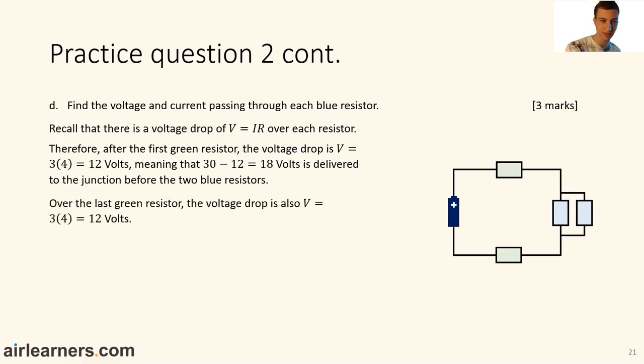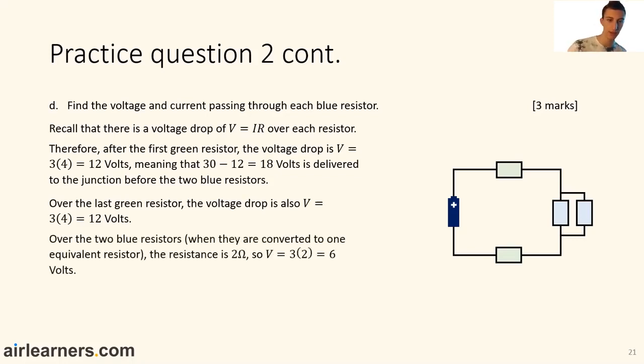Over our last green resistor, we've also got a voltage drop of 12 volts because the current there is still 3, because remember in series, the current doesn't change, and the resistance is still 4. So there's another 12 volts there, which leaves us with 6 volts left over. And you could calculate this if you knew already, as you probably did, that the resistance of the 2 blue resistors together combined was 2 ohms. So you could do V equals IR, you'd get 3 times 2, which is 6 volts. Or you could do 30 minus 12 minus 12, which is also 6. So there are 2 methods for going about that.